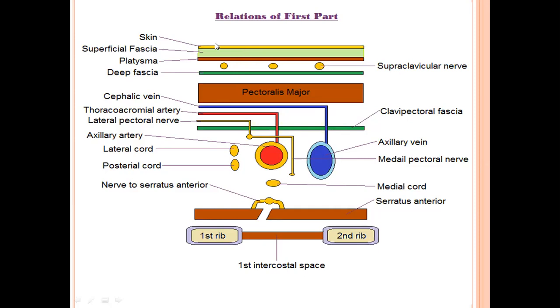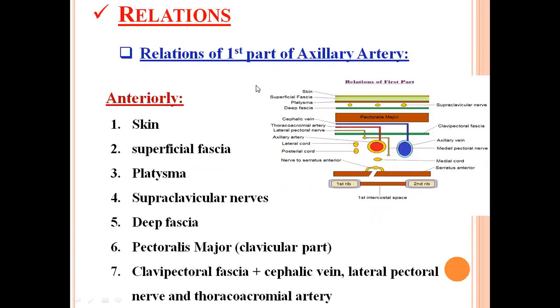When you observe this picture, the axillary artery is related anteriorly to the skin, superficial fascia, platysma muscle, supraclavicular nerves, deep fascia, pectoralis major. If you remember, I told you the clavipectoral fascia is pierced by the cephalic vein, thoracoacromial artery, and lateral pectoral nerve, and this is the clavipectoral fascia. So all this forms the anterior relations.